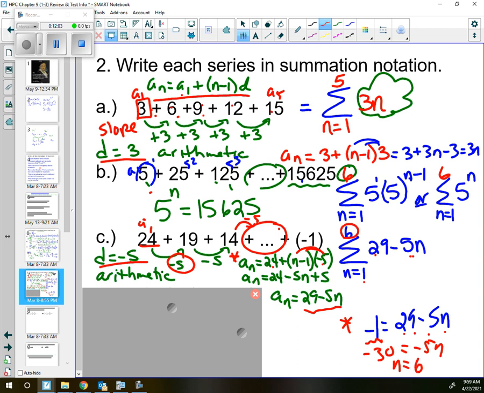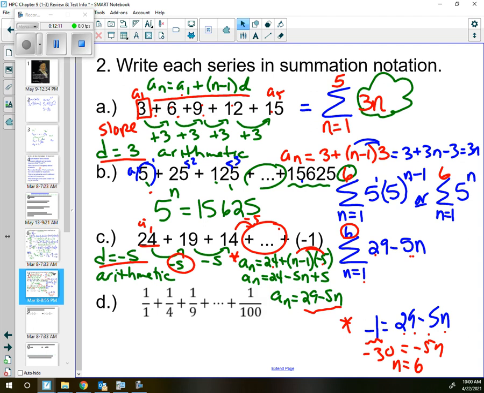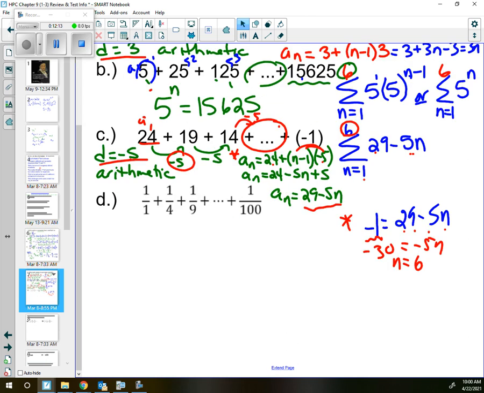So that's just a coincidence that the last two were both 6. But we can use the formula, right? So we can either write out the sequence, or the series, I should say, or we can use the formula to help us solve for what that last term is. All right, so one last one. See if we can be creative here.